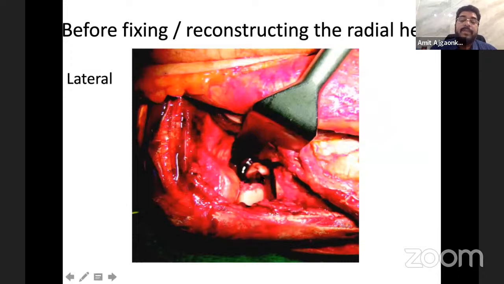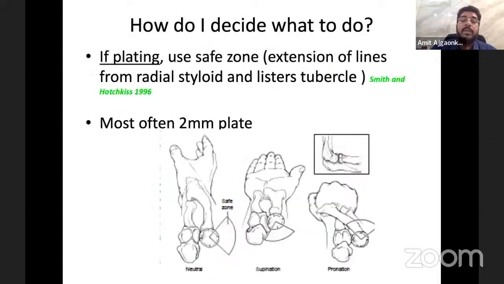this is an intraoperative picture wherein there is a radial head fracture. In the fractured radial head, once you put your retractor on the medial side, you will see the coronoid. And once you see the coronoid, you go down, you fix the coronoid or the anterior capsule, and then you come back and do your radial head fixation.